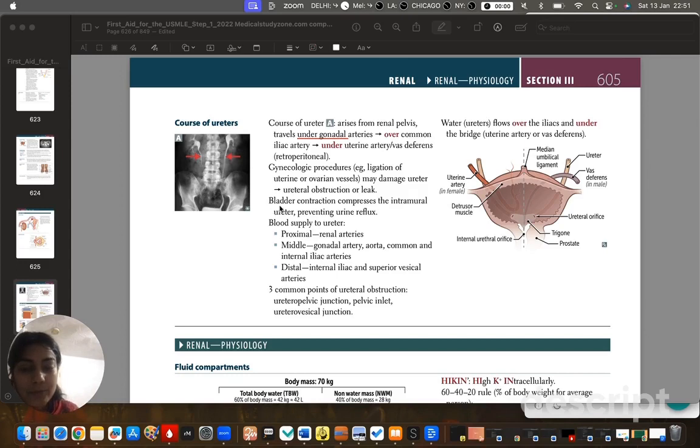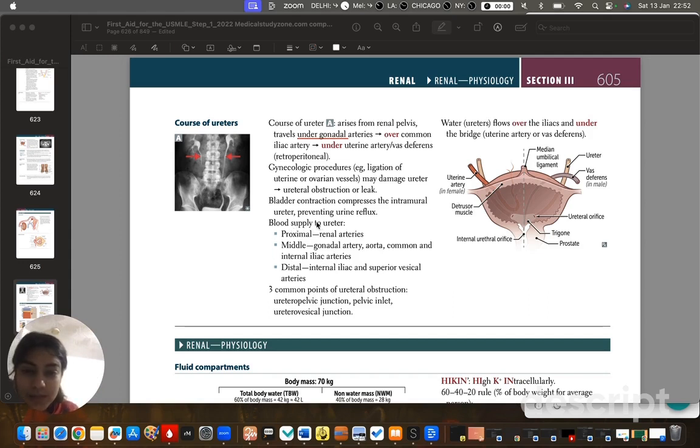It's a major no-no. Bladder contraction compresses the intramural ureter, preventing urine reflux. Yeah, so that acts like a physiological valve. When the bladder contracts, it spontaneously compresses this area of the ureter too, so the urine backflow doesn't occur.